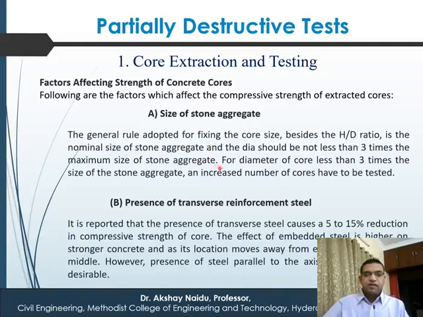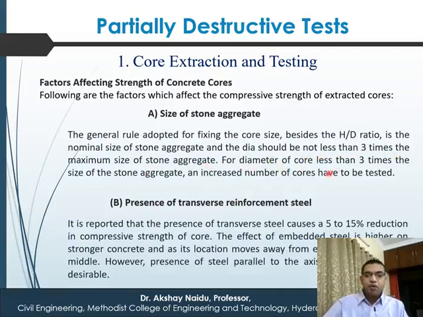The following factors affect the compressive strength of the extracted cores. First, size of stone aggregate. The general rule adopted for fixing the core size, besides height to diameter ratio, is nominal size of the core aggregate, and the diameter should be not less than 3 times the maximum size of the stone aggregate.